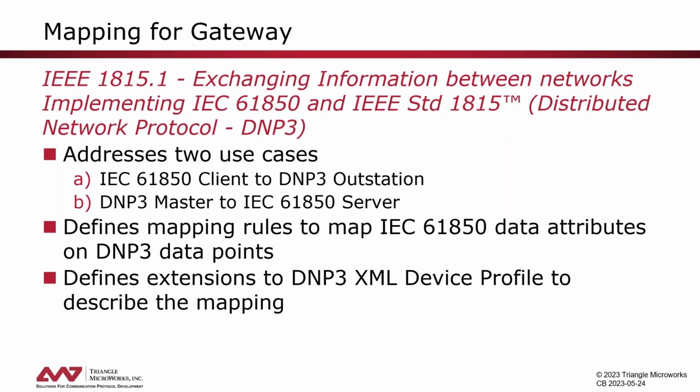So in that case, the gateway will be on one side a DNP3 master to communicate to the DNP3 device, and on the other side, it will be an IEC 61850 server to integrate the data from that device into the IEC 61850 system. The standard defines mapping rules to map IEC 61850 data attributes on DNP3 data points. It also defines extension to the DNP3 XML device profile to describe such a mapping, which can be used to configure the gateway, and we will explain how that works.